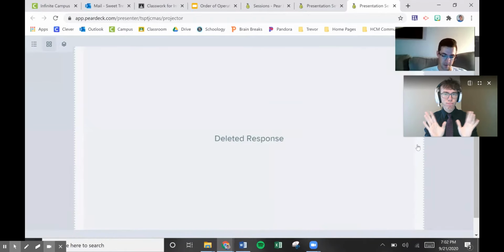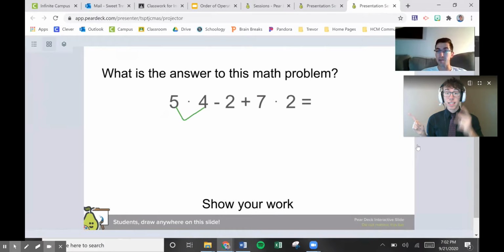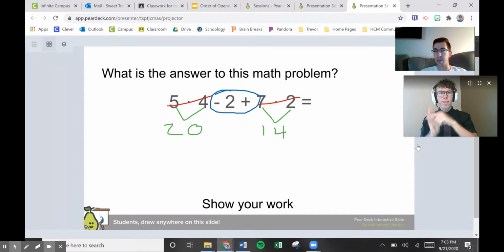So if we have this as multiplication there, 5 times 4 is 20. Then we've got another set of multiplication over here. 7 times 2 is 14. So then this is gone, we've used that up. And this is gone, we've used that up. So what's left is this stuff here in the middle. So you just bring that down.